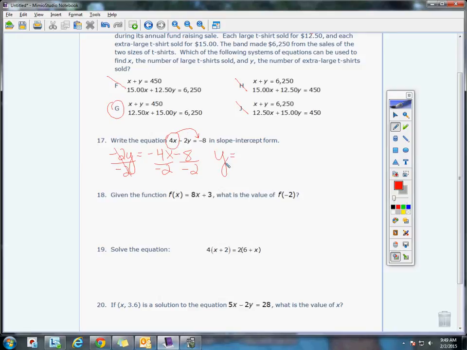So y equals, you can type this in the calculator, hit math and enter. You can do it in your head, whichever works best for you. Negative 4 divided by negative 2 is a positive 2. You have an x. And negative 8 divided by negative 2 is a positive 4. So there's my equation in slope-intercept form.